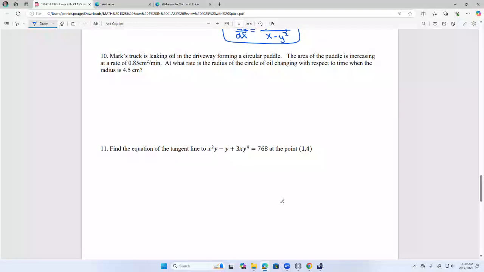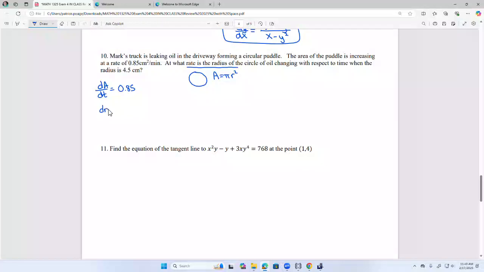Number 10. Mark's truck is leaking oil in the driveway, forming a circular puddle. Okay, so the area of a circle is pi r squared. The area of the puddle is increasing at a rate of, so that's the derivative of the area with respect to time is increasing, so it's positive 0.85 centimeters squared per minute. At what rate is the radius of the circle of oil changing?